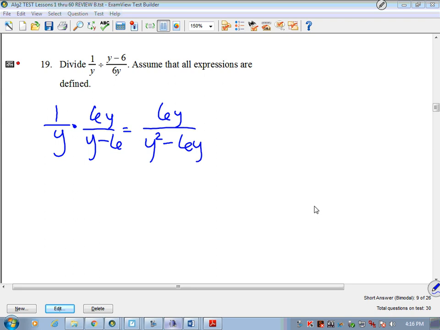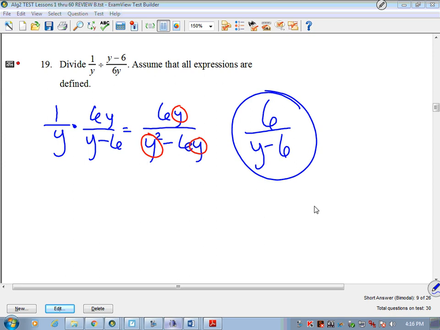Notice that we have a y here, 2 y's here, and a y here, which means we can factor out a y, and we are going to be left with 6 over y minus 6. 6 over y minus 6 is our final answer. That is reduced and simplified.